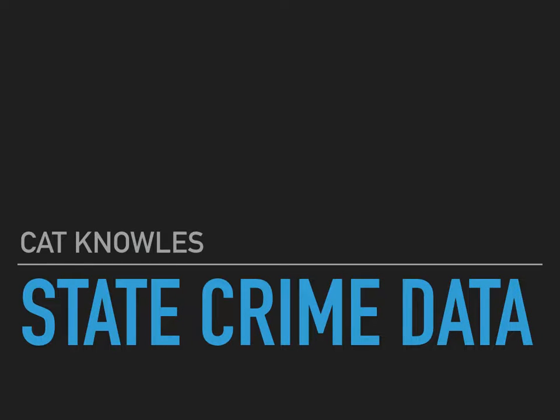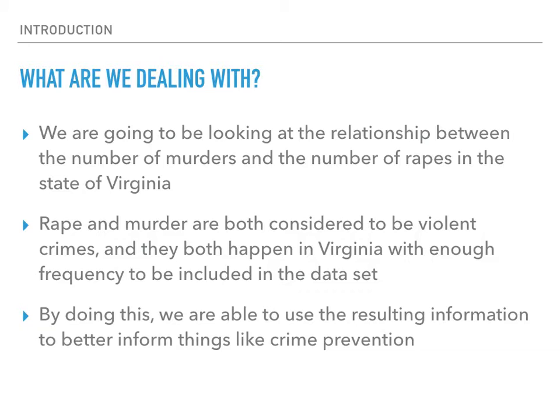Hi, my name is Kat Knowles, and today we will be utilizing the state crime dataset in order to uncover the relationship between rape and murder in Virginia. For starters, we are going to be looking at the relationship between two violent crimes, rape and murder, that occur in Virginia in order to hopefully better inform how we approach things like crime prevention.